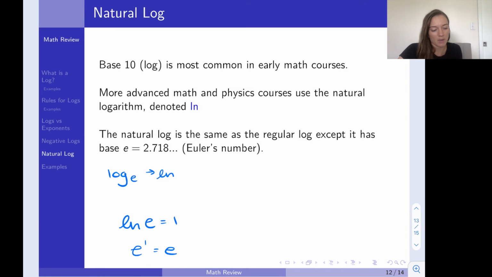And then another thing to keep in mind is once you get to really advanced physics courses, anytime you see log, they're referring to the natural log. So if you're reading a physics paper or something and they write log, they really mean base e, not base 10. So in intro courses, when you see log, it refers to base 10, and then as you get more advanced, it switches to referring to the natural log.